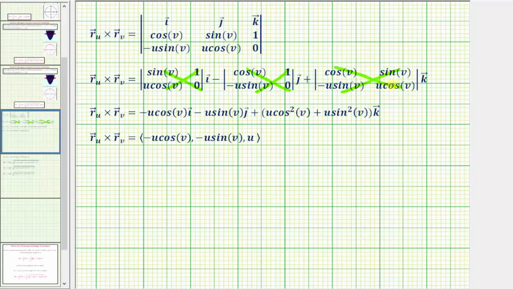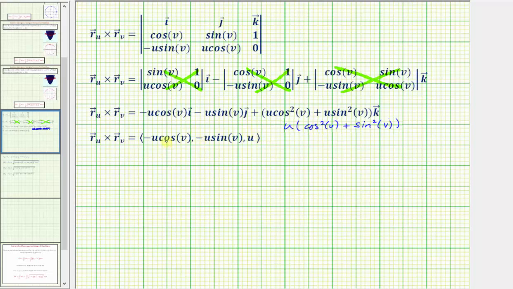And then for this 2 by 2 determinant, we have cosine v times u cosine v minus sine v times negative u sine v, which gives us u cosine squared v plus u sine squared v. And notice how here, if we factor out u, we get u times the quantity cosine squared v plus sine squared v, which is just u times 1. So in component form, notice how the z component is just u.